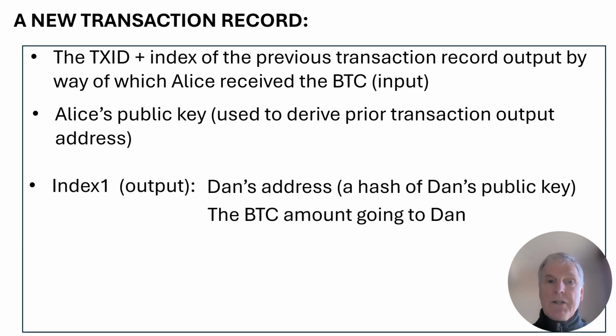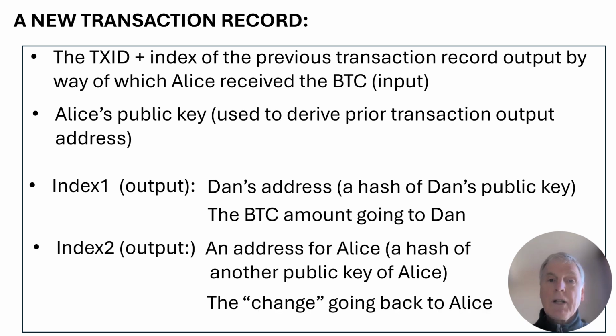At the first index in Alice's current transaction record, which is labeled index 1, there's an address for Dan, which is a hash of Dan's public key that he is using for this transaction, as well as the amount of Bitcoin going to Dan. This is an output of the current transaction record. At another index in her transaction record, labeled index 2, there's a pointer back to Alice. The pointer is a hash of another public key of Alice. At index 2, Alice records the change she wants back. This is another output of the current transaction record.